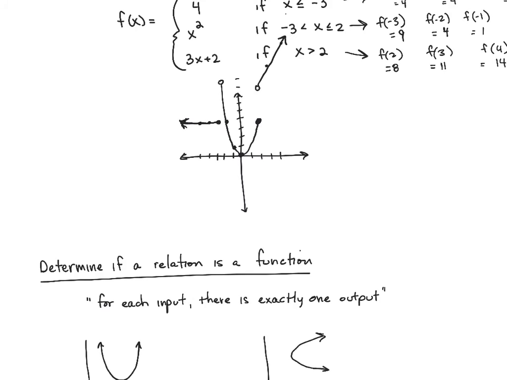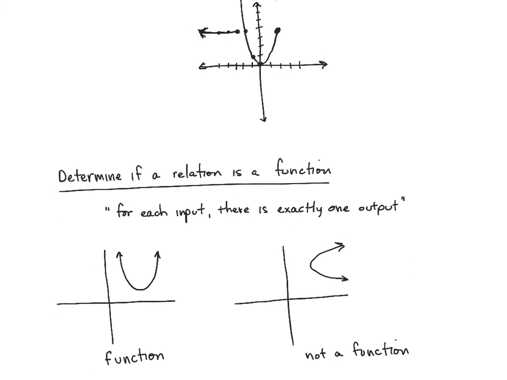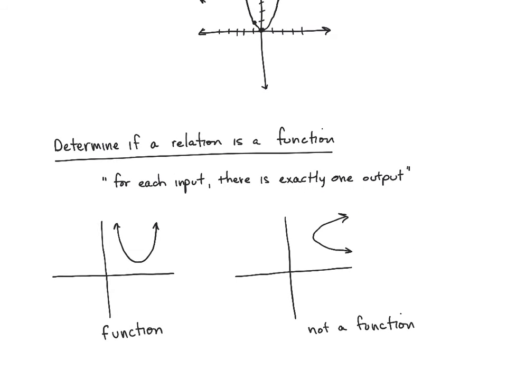Okay. So that brings us now to our last learning target, which is to determine if a relation is a function. Now, a relation is just a mathematical rule, and we can think about relations several different ways. A relation could be an equation, a relation could be a graph, a relation could be a table of values, an XY table of values. Those are all relations, but not every single relation is a function. Remember, a function is a rule for which for each input there is exactly one output.